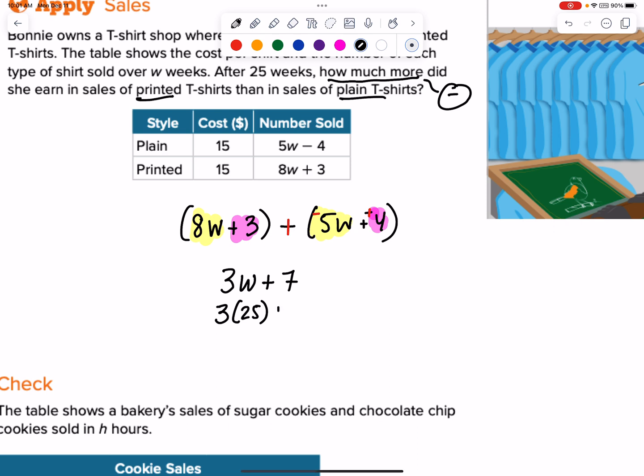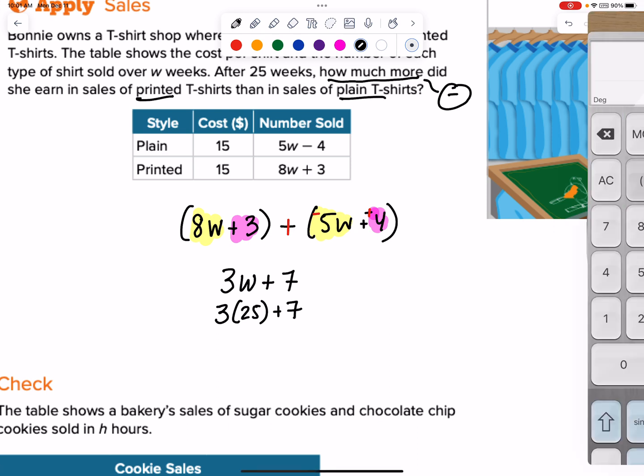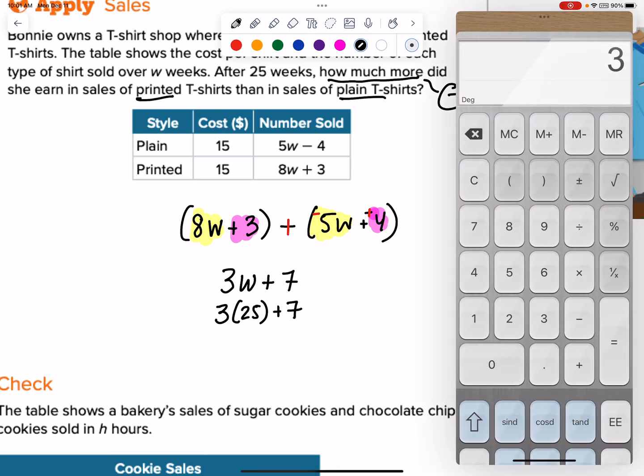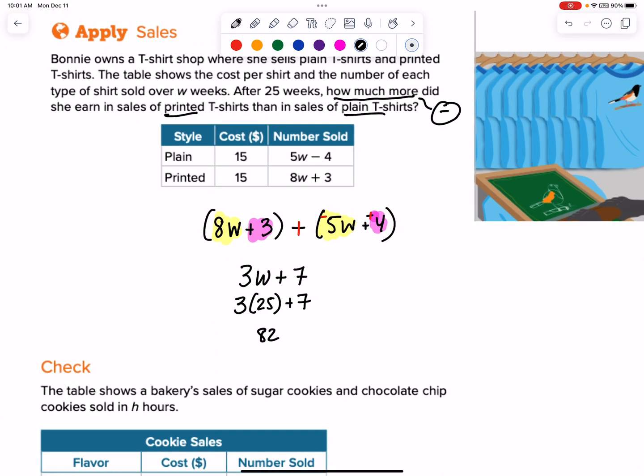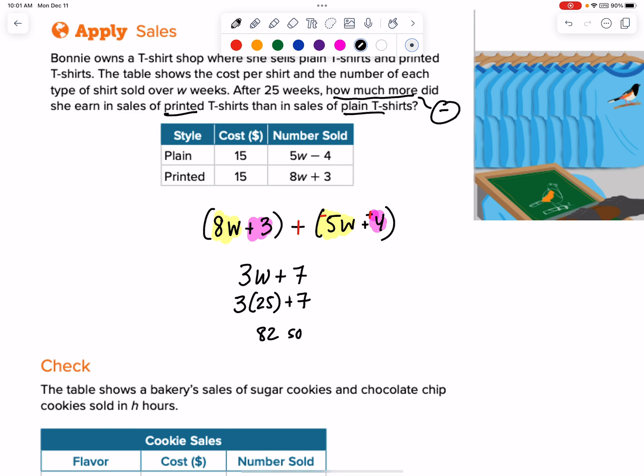When I'm substituting, I put things in parentheses like that. We have 3 times 25, which is 75, plus 7 puts us at 82, and you want to pay attention to what's going on and label. How much more, this is the number sold, so 82 sold. And that's how many more, 82 more sold, printed than plain.